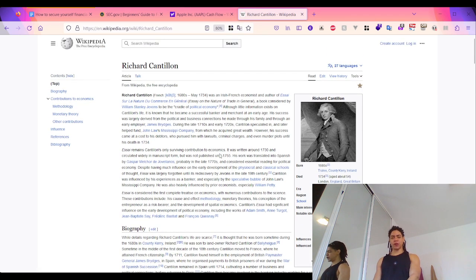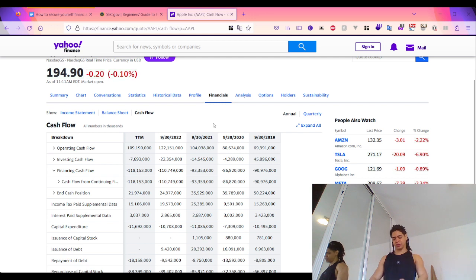So that's a very good, interesting reading, by the way. I'm not going to dive deep into there, but Richard Cantillon is someone you'll start to hear about quite a lot, especially in the economics community or financing community.